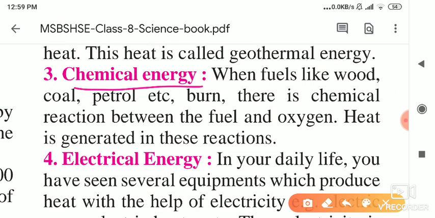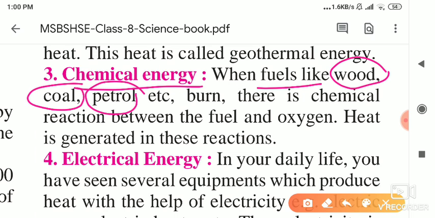So when fuels, which fuels? Wood, coal, petrol. These fuels are there. When they burn, as you know, they produce energy in the form of heat, and there is a chemical reaction between the fuel and the oxygen.